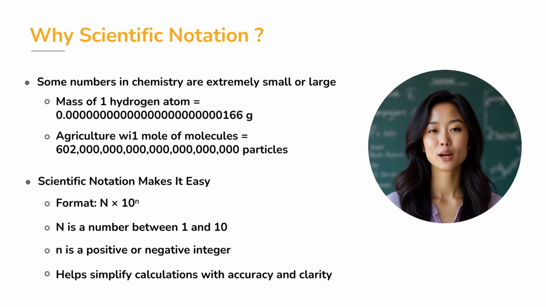We express such numbers using the format N times 10 raised to the power n, where N is a number between 1 and 10 and n is an integer. This simple format lets us work with both tiny and huge values with clarity, efficiency, and precision. Because in science, how you write a number is just as important as what it represents.